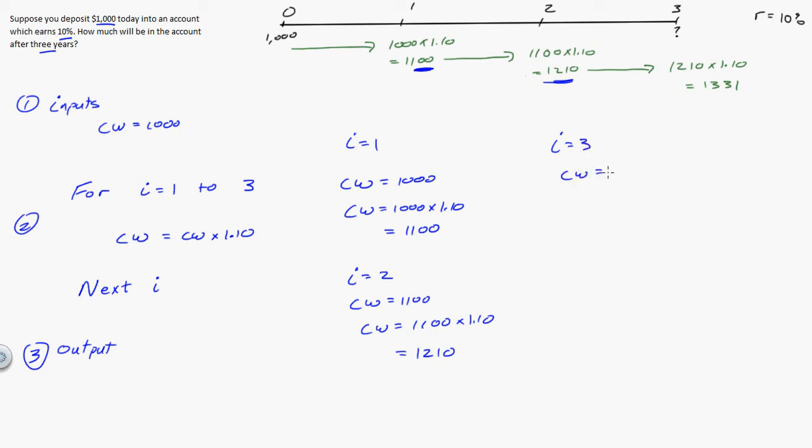CW is currently equal to 1,210. That's what the program thinks CW is equal to. No longer 1,000, it's now become 1,210. So CW shall be equal to 1,210 times 1.1, which is 1,331. And that's the step right here. So now I is equal to 3. It says next I, I is now equal to 4. Go back here. Oh no. For I is equal 1 to 3, we've already got to 4. We're done with this loop. And then we go on to the output.